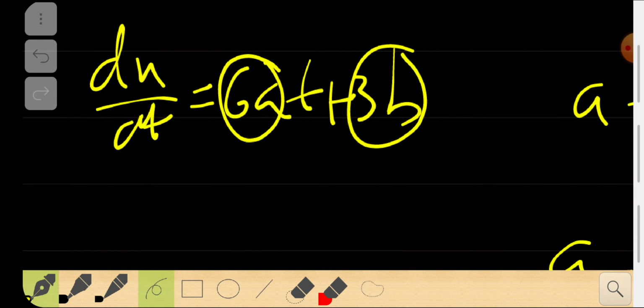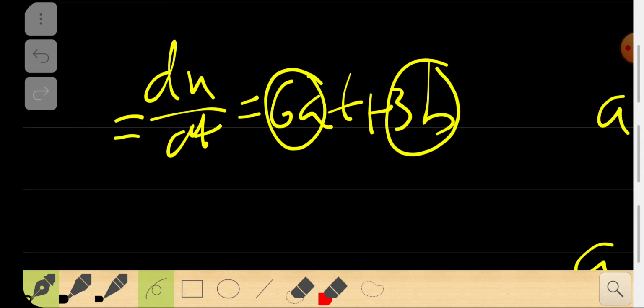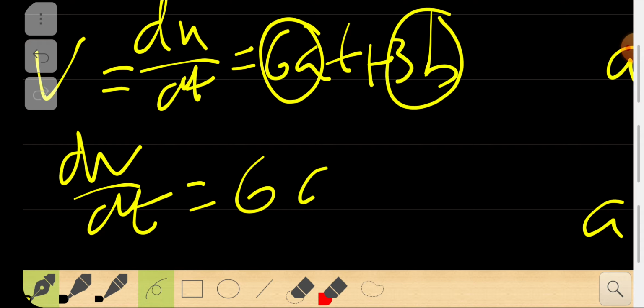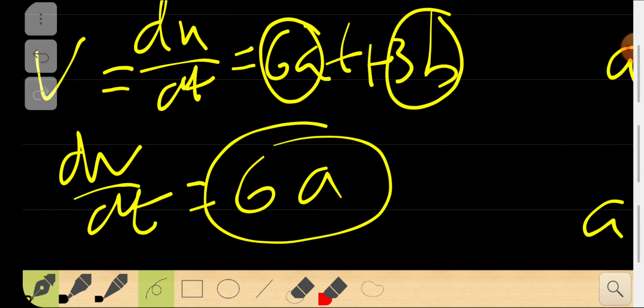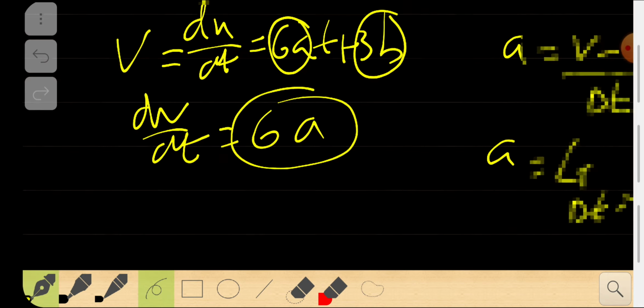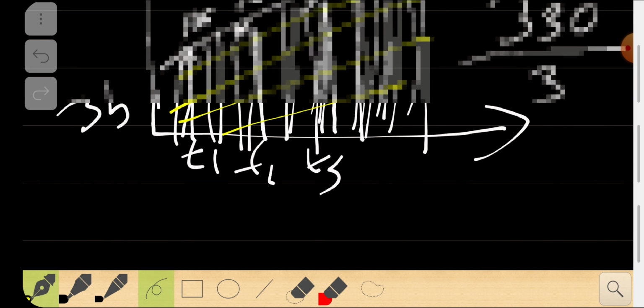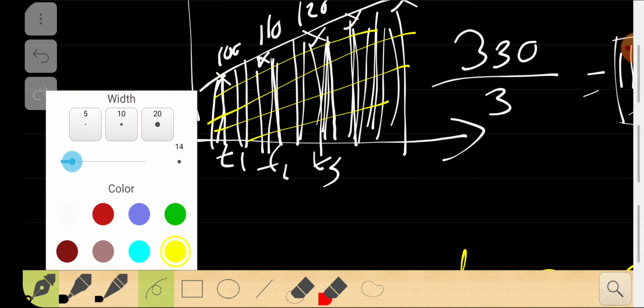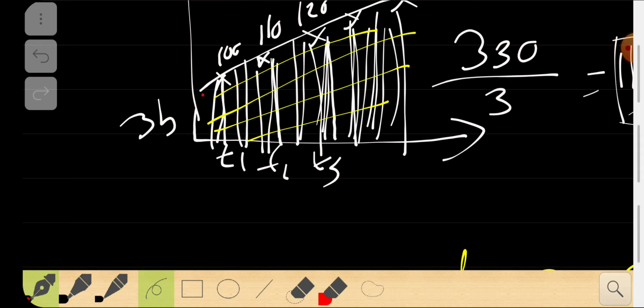Now we have the equation of dx by dt, which is equal to v. Now we can do dv by dt, so it will be 6a. So acceleration has become a constant. That means the plot of acceleration is a straight line. So acceleration will look something like this. It's a straight line.